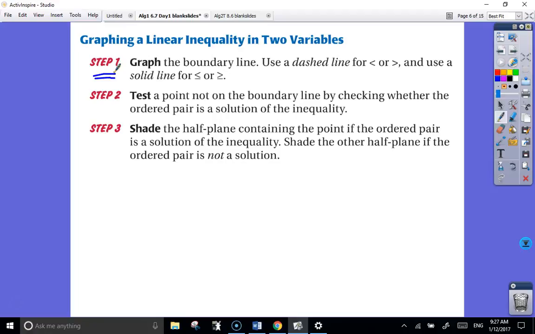Second step, test a point. Right? Take a point that's not on the line and plug it into the inequality and see whether it leads to a true statement. If it does, shade that side of the line. Right? If it doesn't, shade the other side of the line.